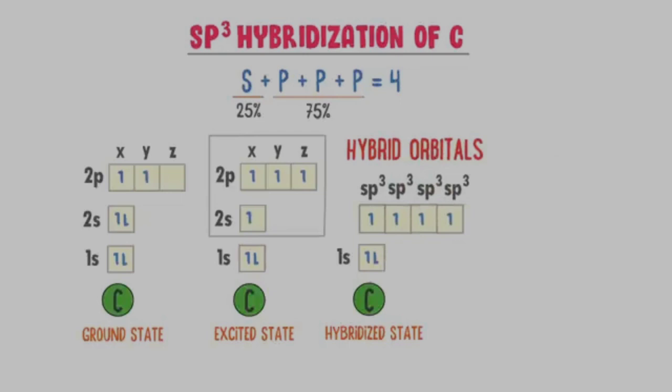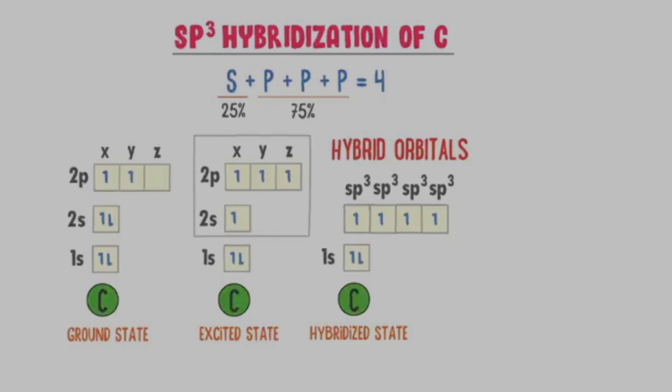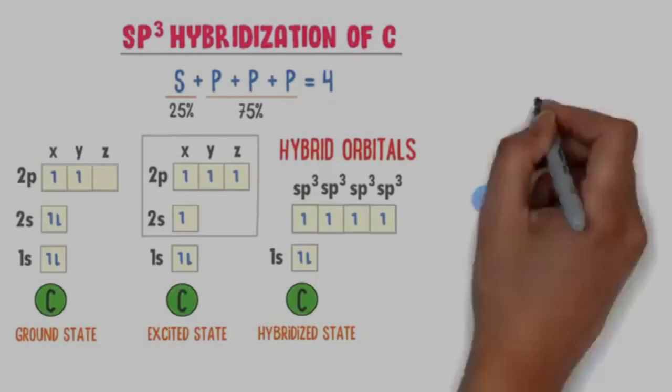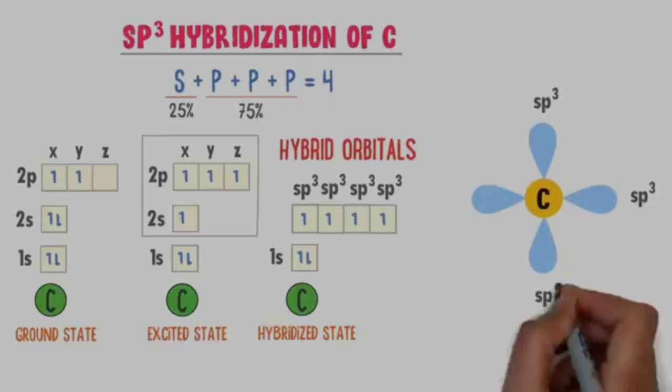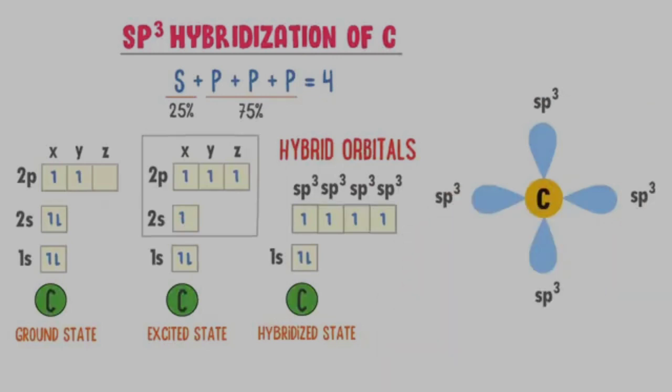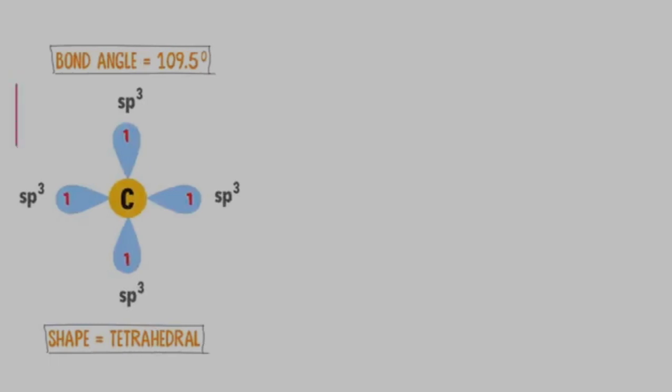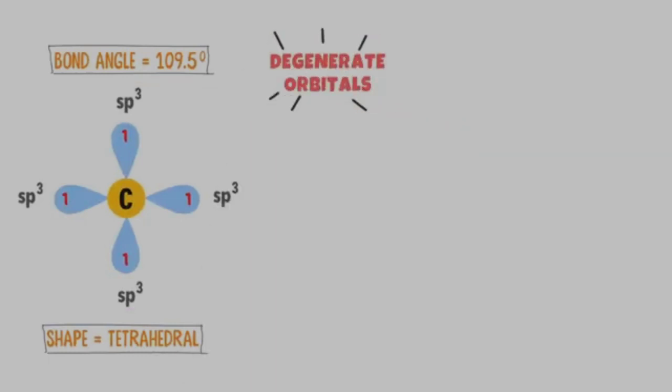Now it is sp3 hybridization that teaches us the geometry of carbon and its molecule. For example, carbon has this type of geometry in sp3 hybridization. This is 1 sp3 orbital, this is second, third and fourth sp3 orbitals, and each orbital has a single electron. The bond angle in sp3 hybridization is 109.5 degrees, and the shape of sp3 hybridization of carbon is tetrahedral. Note it down that these 4 sp3 hybrid orbitals are called degenerate orbitals. It means that they all have the same energy.